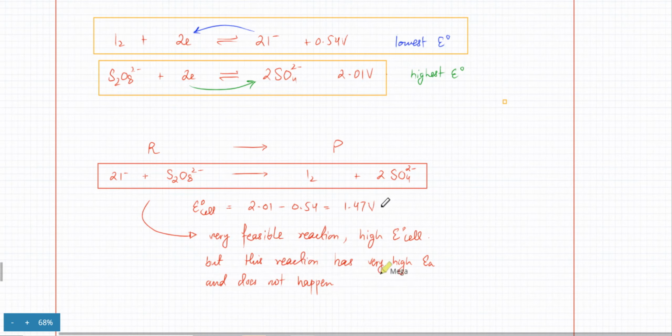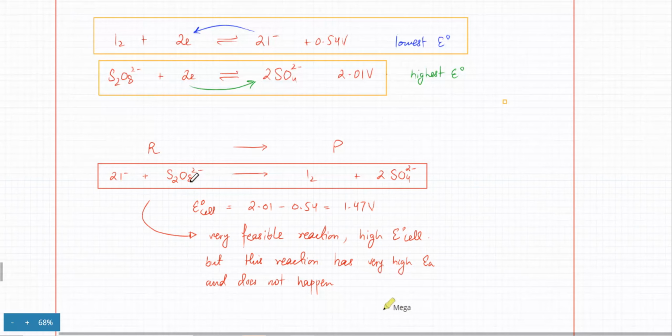The reason for that is that if you look at the two reactants, I minus 1 is reacting with S2O8 2 minus, you will notice that both of them are negatively charged. So these two in reality would never meet each other. Negative ions repel other negative ions. So even though the reaction is feasible, if in a solution there's S2O8 2 minus and there's I minus 1, they're never going to meet each other because they're both negative ions. So it does not happen.